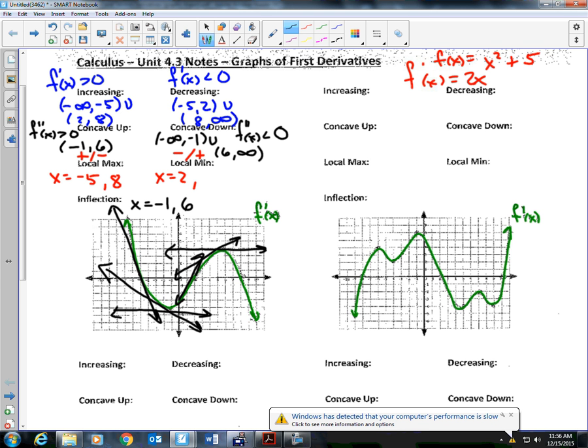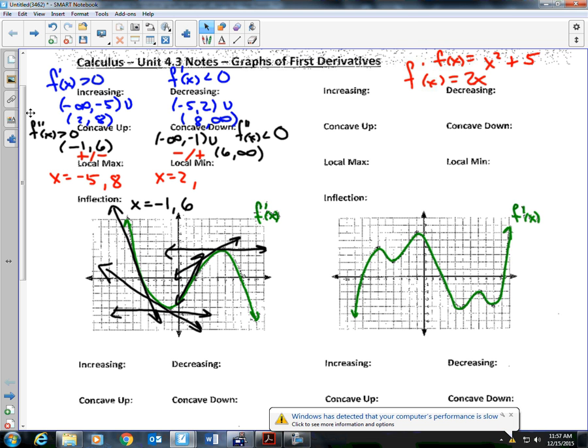So right here, it is increasing from negative infinity to negative 5 because it's above the x-axis. But the second derivative, we find the second derivative by drawing tangent lines to the first derivative. And as long as the slope of the tangent lines is negative, and right here the slope of the tangent lines are still negative, so it's still concave down.